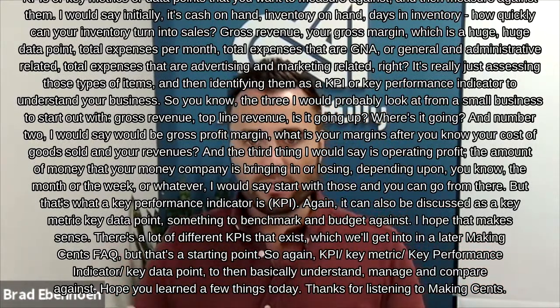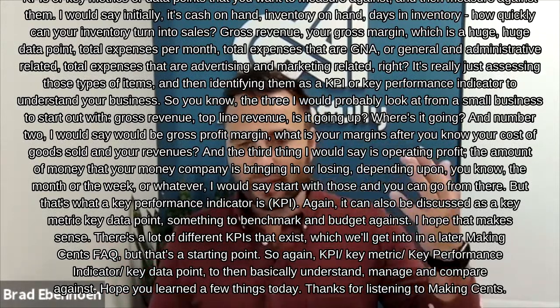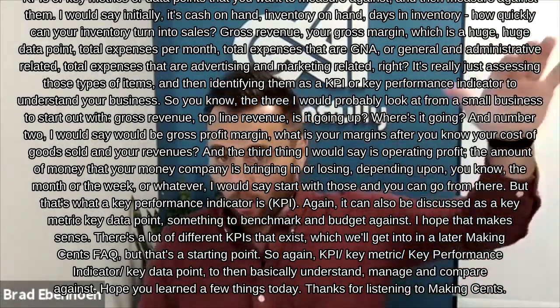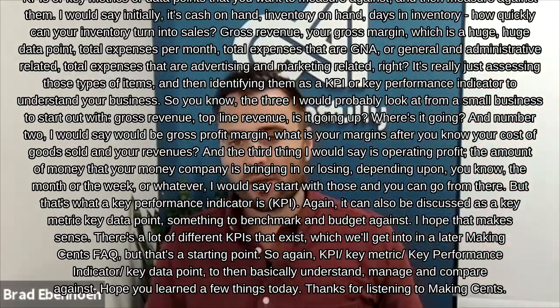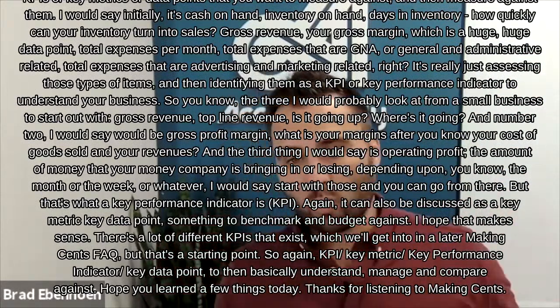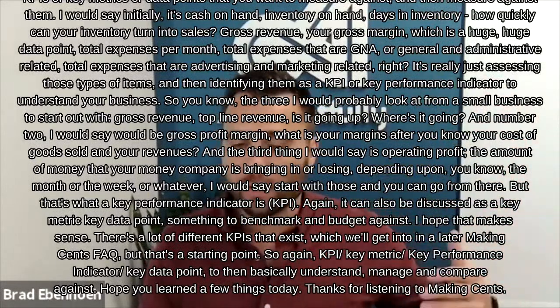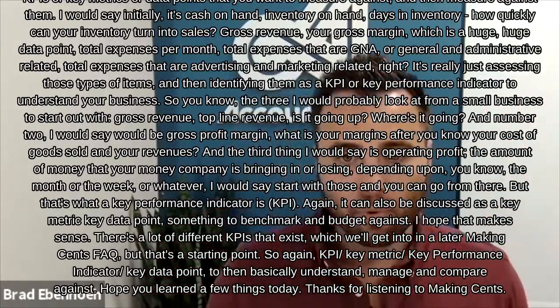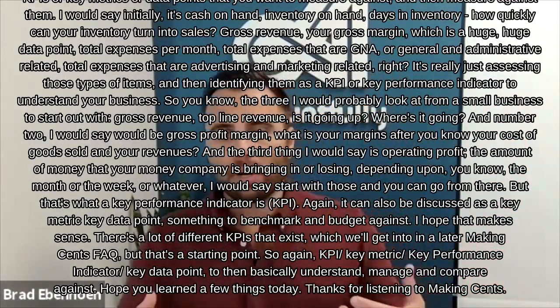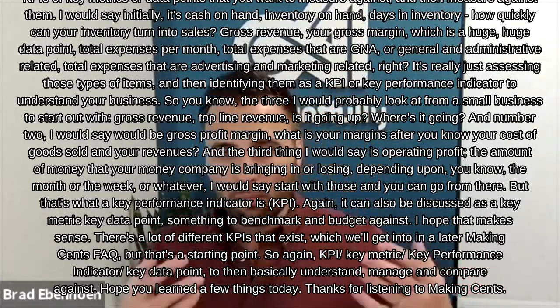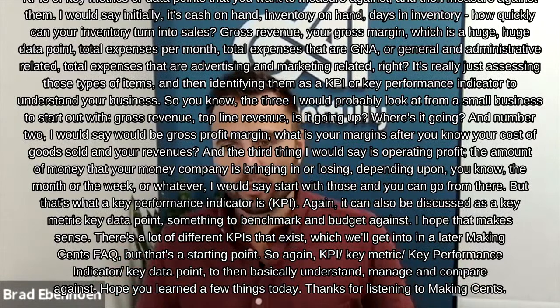It's really just assessing those types of items and then identifying them as a KPI, or key performance indicator, to understand your business. So, the three I would probably look at for a small business to start out with: number one, gross revenue, top line revenue. Is it going up? Where's it going? Number two, gross profit margin. What are your margins after your cost of goods sold and your revenues? And the third thing I would say is operating profit, the amount of money that your company is bringing in or losing, depending upon the month or the week or whatever. I would say start with those and you can go from there.